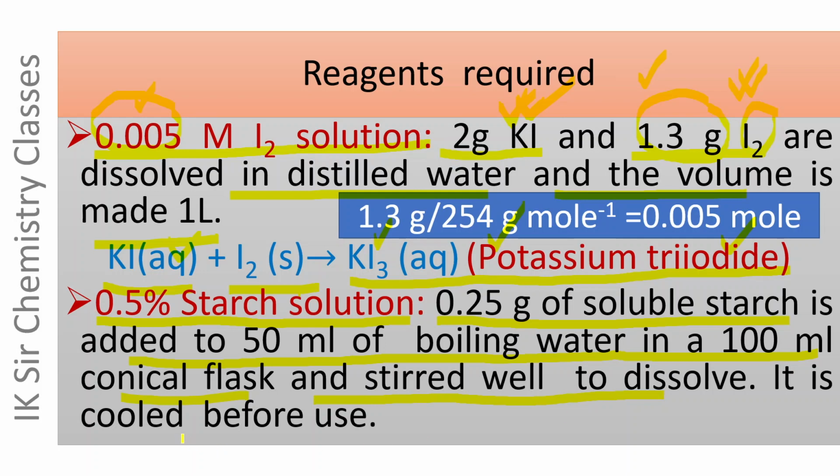It is cooled before use, thus we get a starch solution whose strength is 0.5% because 0.25 gram has been dissolved in 50 ml, and hence 100 ml of the solution will contain 0.5 gram starch, and hence its percentage strength is 0.5%, and this solution is used as indicator.